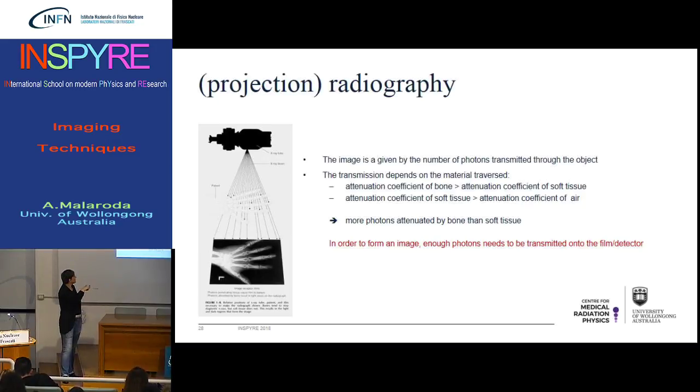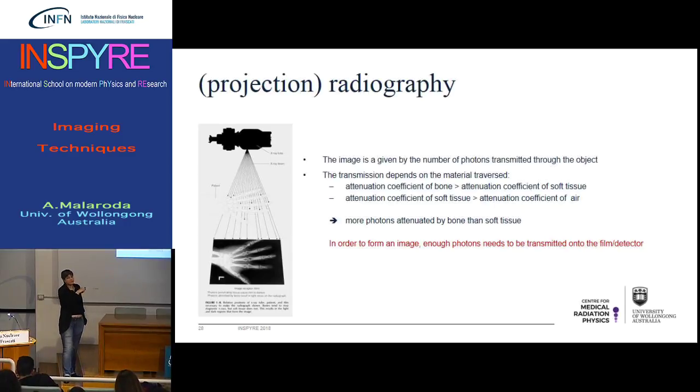And I know that this image depends on how many photons are going to be transmitted in each part of my object. I know that the attenuation coefficient for bones is greater than the attenuation coefficient for soft tissue, which means that fewer photons will be transmitted through bones than soft tissue. And the attenuation coefficient of soft tissue is greater than the attenuation coefficient of air. So again, fewer photons will be transmitted through the tissue than through air.